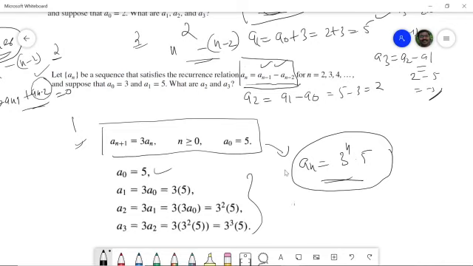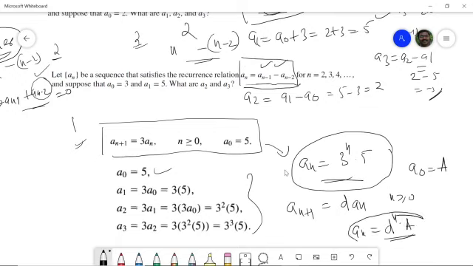So generally if I take my recurrence relation as a(n+1) is equal to maybe d into a(n), and suppose n is greater than or equal to 0, and my a0 is some maybe capital A, the general solution would be a(n) is equal to d raised to n into capital A. Okay, so this is the general idea. So I have to remember the result. The general solution would be a(n) is equal to d raised to n into capital A.